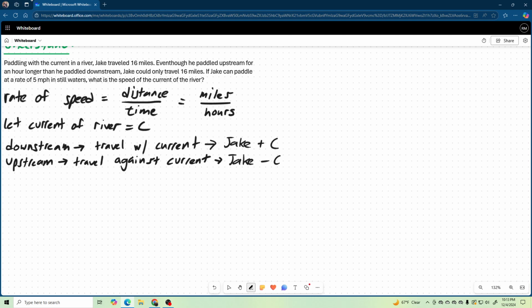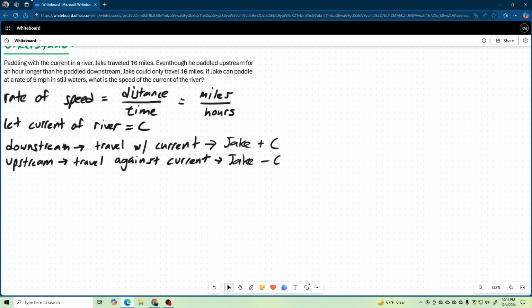upstream, right? So it says here, Jake traveled 16 miles. Although he paddled upstream for an hour longer than he paddled downstream, Jake could only travel 16 miles. If Jake can paddle at a rate of 5 miles per hour in still waters, what is the speed of the current of the water?